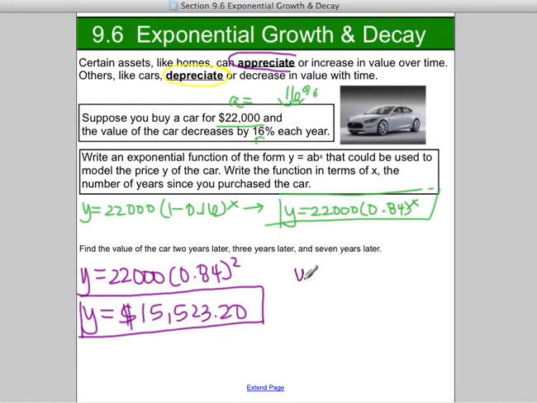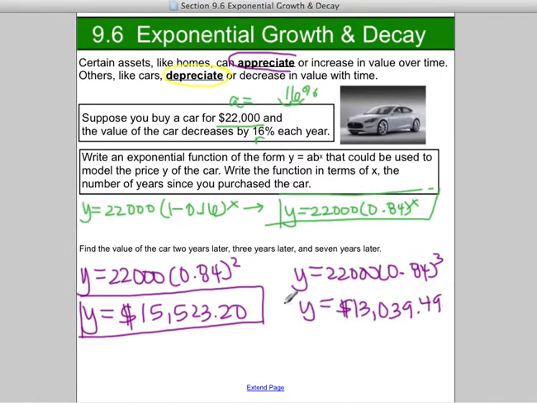3 years later, same idea. Plug in 3 for x. If I do that on my calculator, I will get $13,039.49. So that's my value 3 years later.